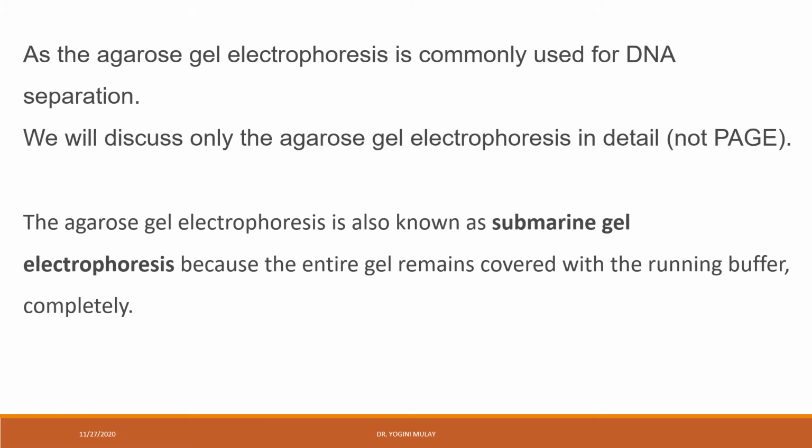As agarose gel electrophoresis is commonly used for DNA separation, in this lecture video I'll be talking about agarose gel electrophoresis in detail. Agarose gel electrophoresis is also known as submarine gel electrophoresis. Why do we call it submarine gel electrophoresis? Because in agarose gel electrophoresis, the entire gel remains completely covered with the running buffer all the time, and therefore it is known as submarine gel electrophoresis.